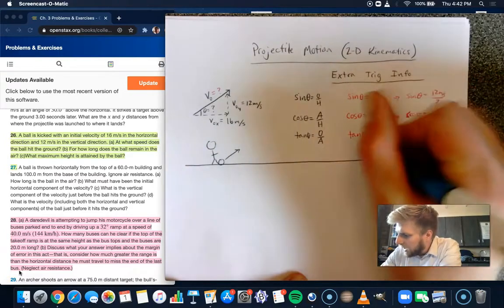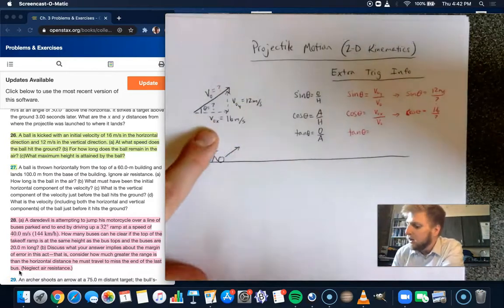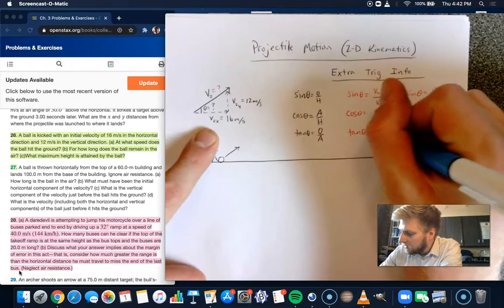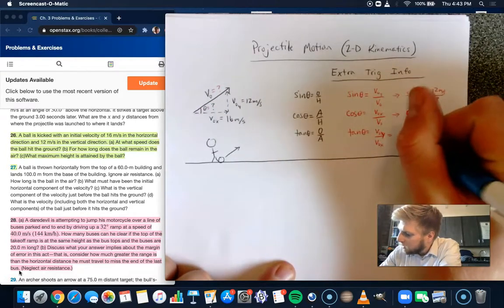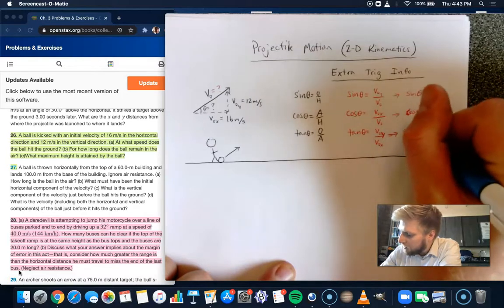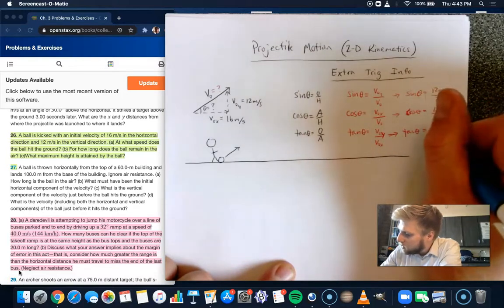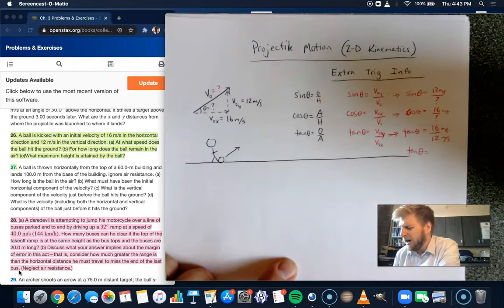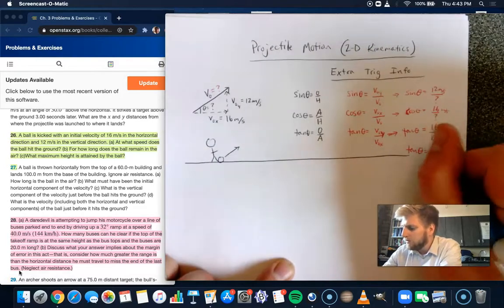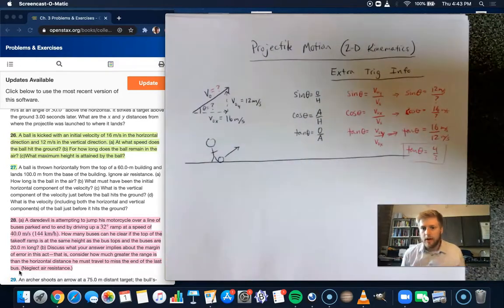Finally, we have tan theta, that is opposite over adjacent, so we just have v naught y, that's our opposite, over v naught x, that's our adjacent. Tan theta is 16 over 12 meters per second. So that actually comes out to a number. Tan theta here is, divide both by 4, 4/3. Now, we could work backwards and find the angle. We won't do that just right now.